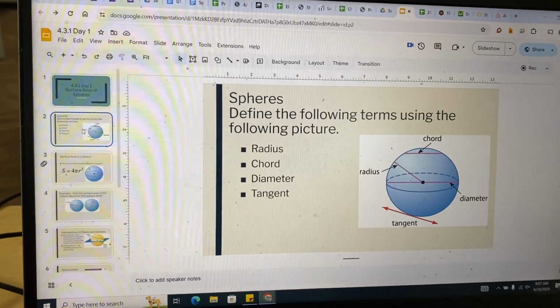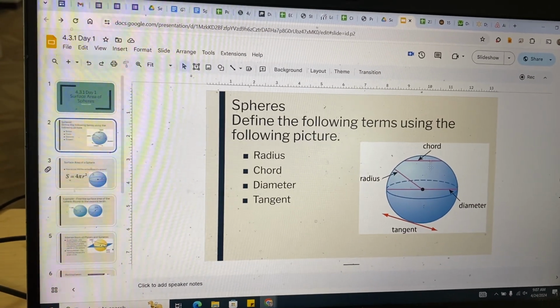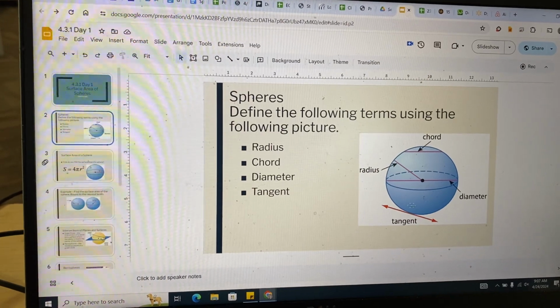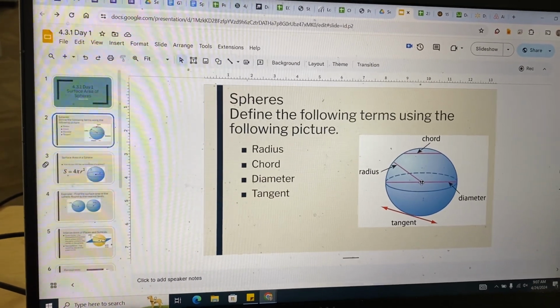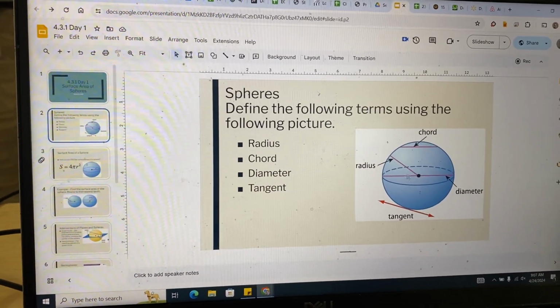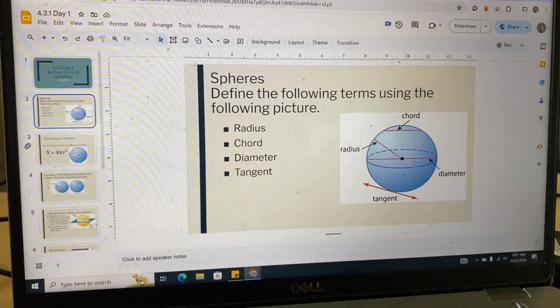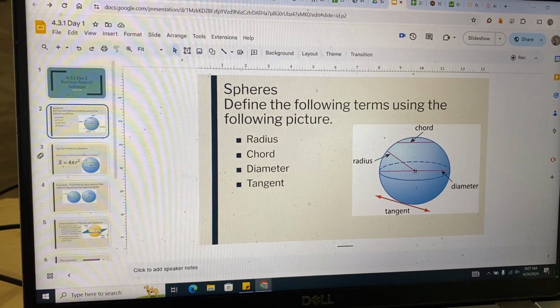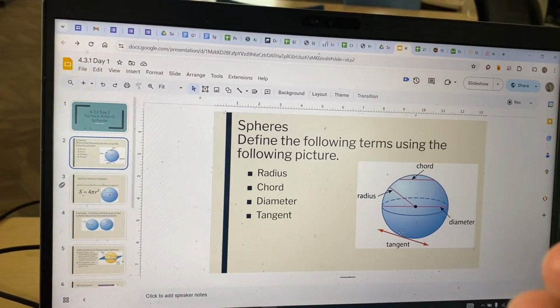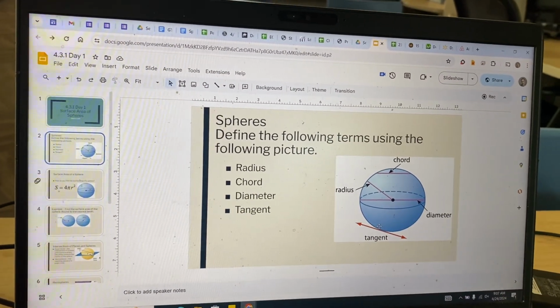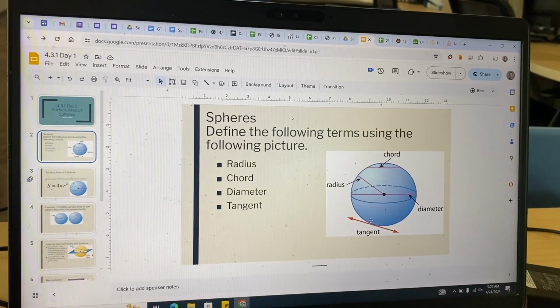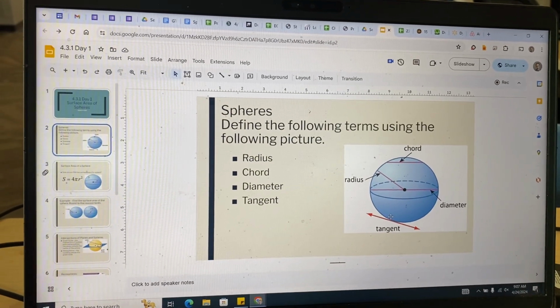So when we have a sphere, we have the radius, and the radius can go any direction to the outside. It's from the center of the sphere, and it goes and touches the outside. But instead of just left, right, up, down, you have to remember it's anywhere in 3D. It can come towards you, away from you, at some weird angle. So as long as we have that radius, we know what's going on.